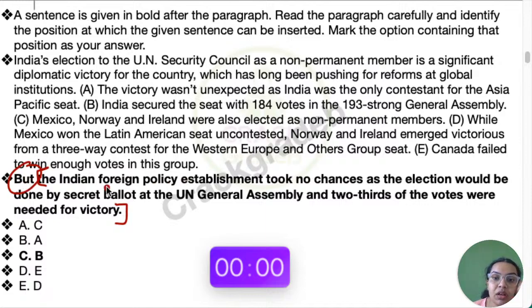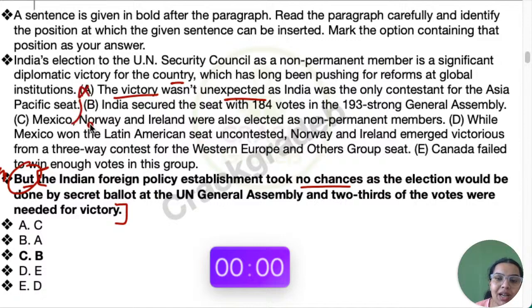But foreign policy establishment took no chances as the election would be done by secret ballot and two-thirds of the votes needed for the victory. So we have to use some statement here, and but Indian ones are doing something else. Indian policy is doing something else. India's election is a significant diplomatic victory for the country.